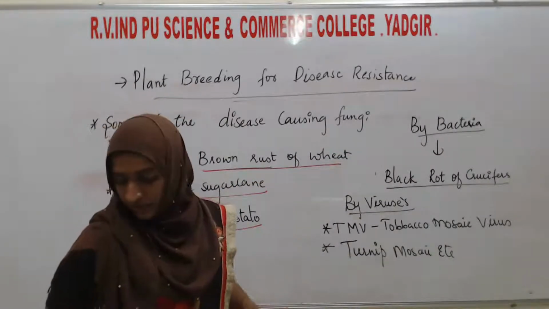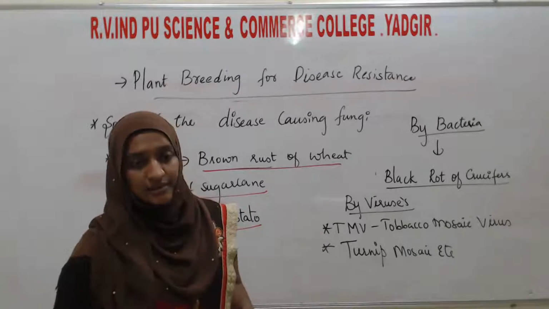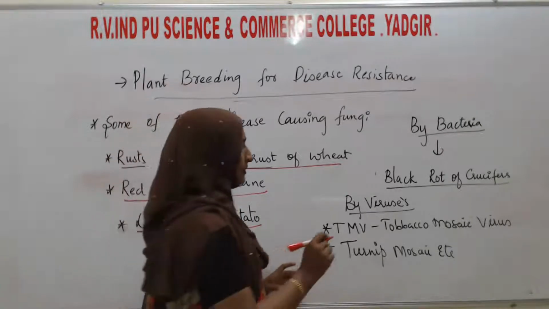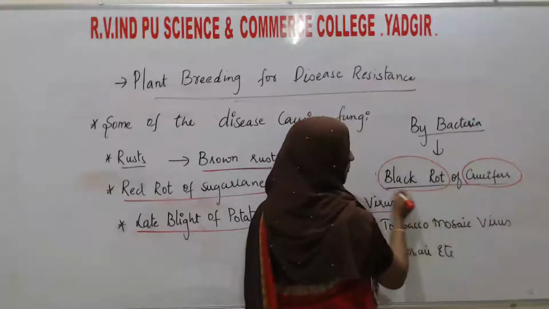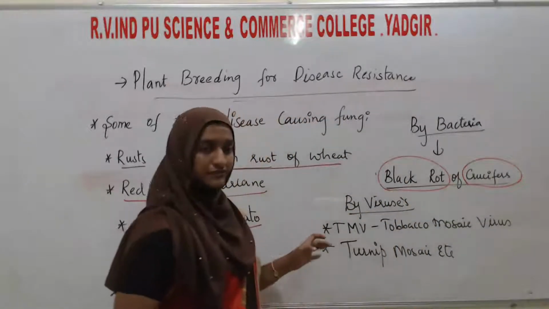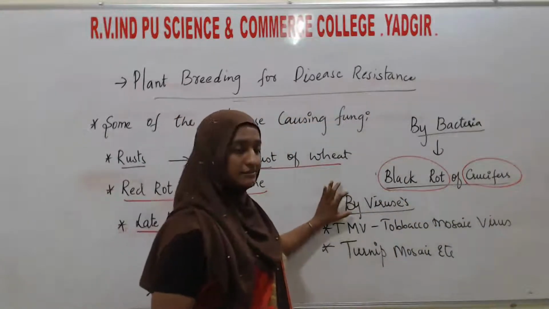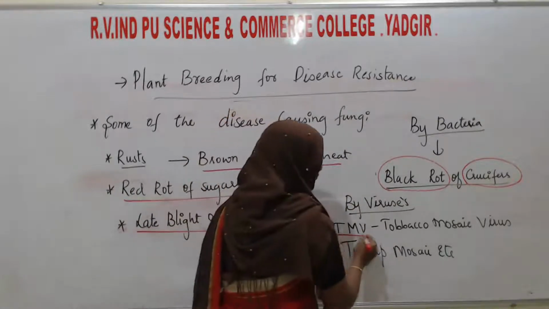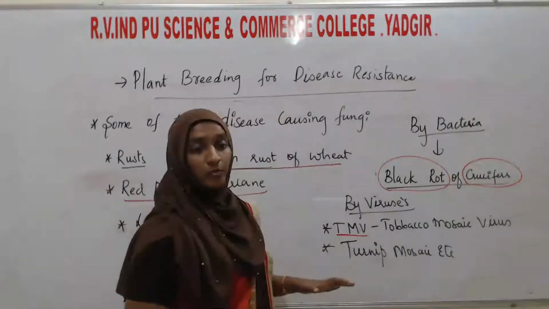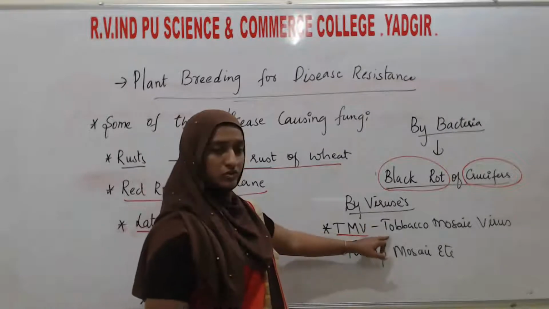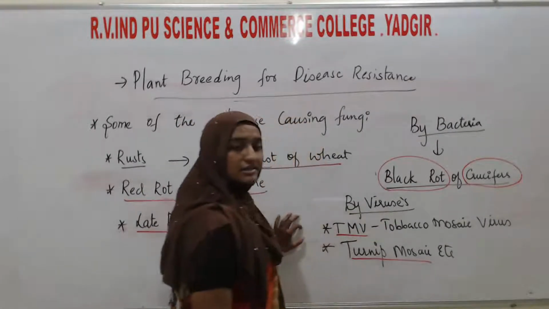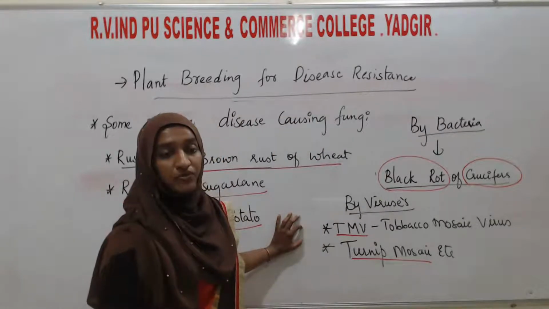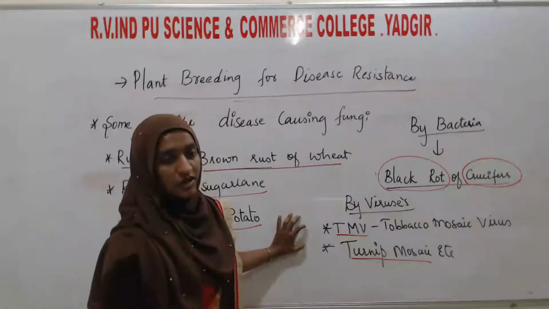By bacteria, you can see bacterial disease, especially in the crucifers. That is the black rot of crucifers. The next are viruses, for example TMV in the tobacco plant. Okay, tobacco mosaic virus, and in the turnip plants you can see a virus that is known as the turnip mosaic virus, or turnip mosaic.